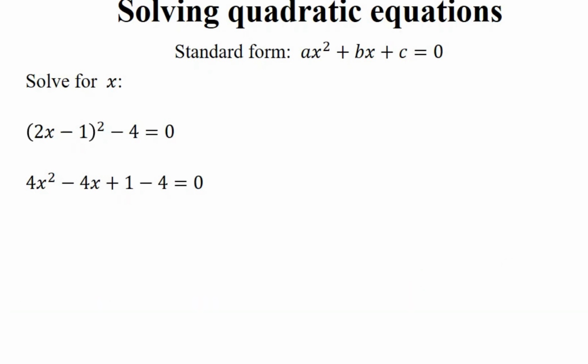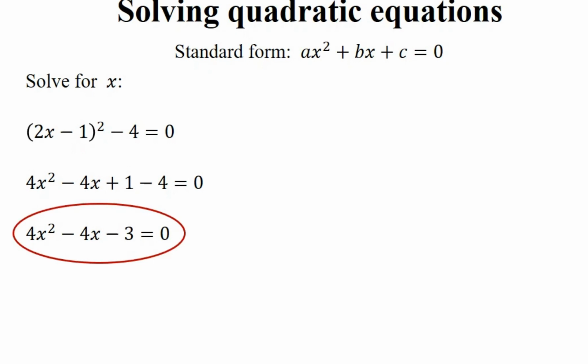Now we have removed the brackets of 2x minus 1 all squared, which is the square of a binomial, which now becomes 4x squared minus 4x plus 1. Then in the next step, we add the like terms. We have added the like terms. Now we have the equation 4x squared minus 4x minus 3 equals 0. When looking at this equation, you can see that it is now in standard form.